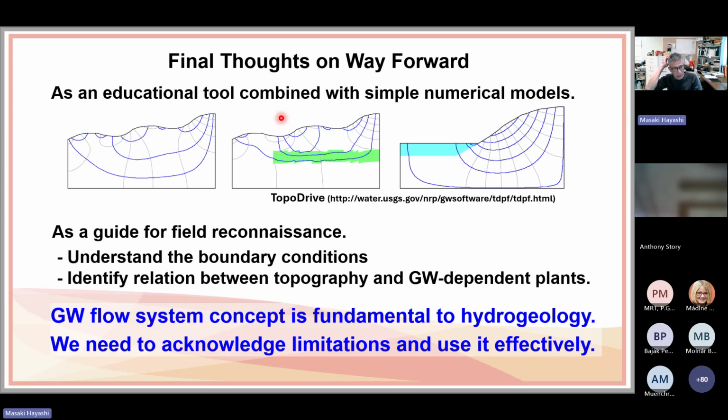So finally, the groundwater flow system concept is fundamental to hydrogeology, but we just need to acknowledge its limitations and use it effectively. So this is my final word.